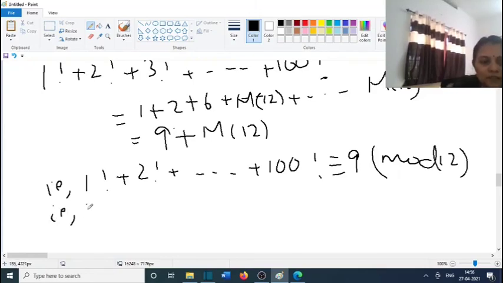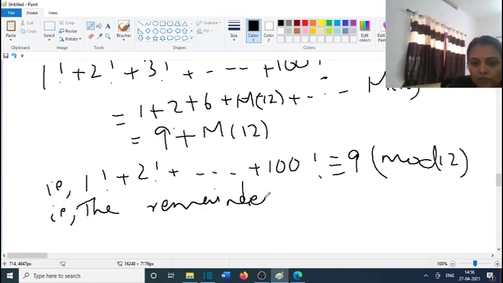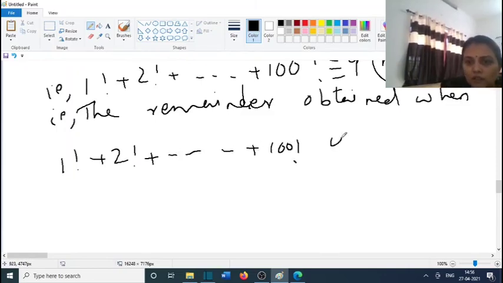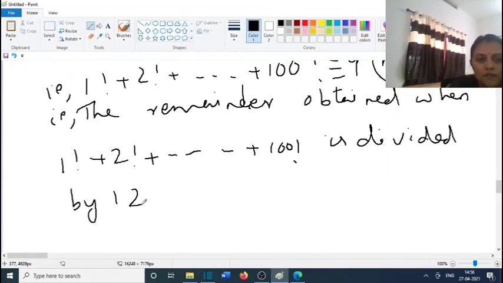That is the remainder obtained when 1 factorial plus 2 factorial plus etc. plus 100 factorial is divided by 12, which is 9.